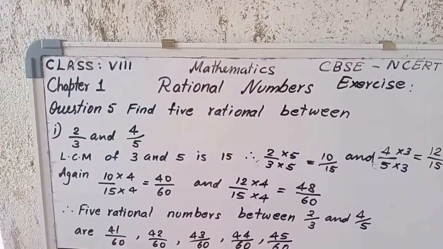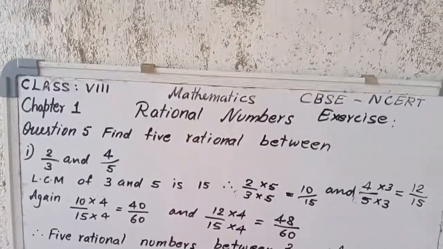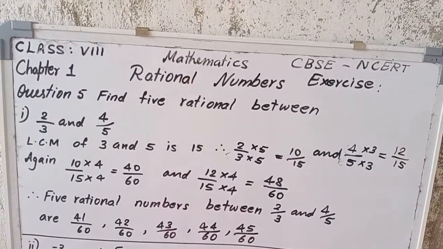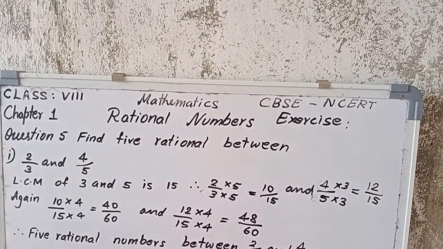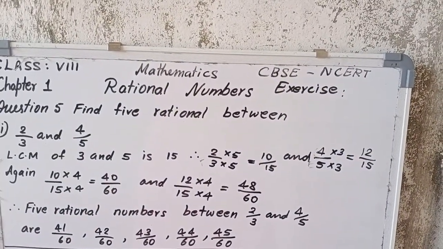So now we can write the 5 rational numbers between the original two, 2 by 3 and 4 by 5. So 41 by 60, 42 by 60, 43 by 60, 44 by 60, 45 by 60.